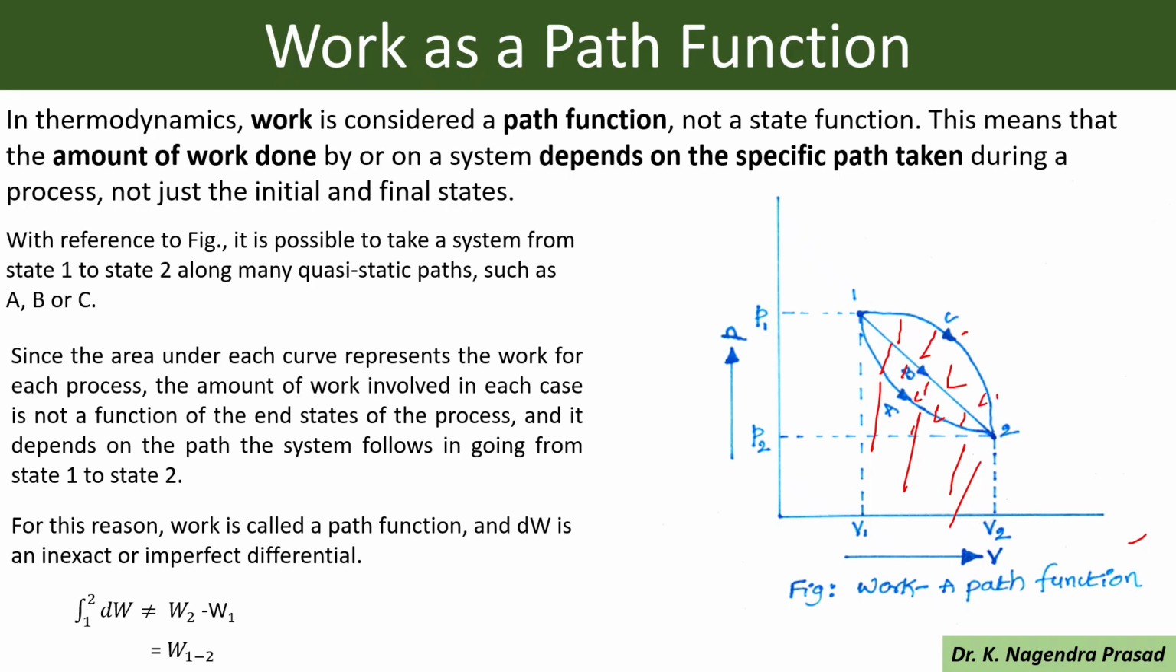So work done also varies with the path. Work done does not depend only on the end states of the system. For this reason, work is called a path function, and dW is an inexact or imperfect differential, which means the integration of dW from 1 to 2 is not equal to W2 minus W1, and the integration of dW from 1 to 2 is equal to W1 to 2.